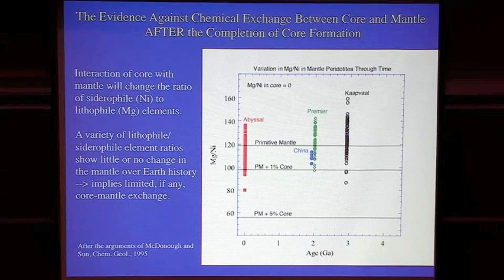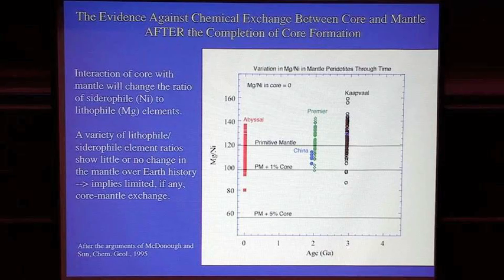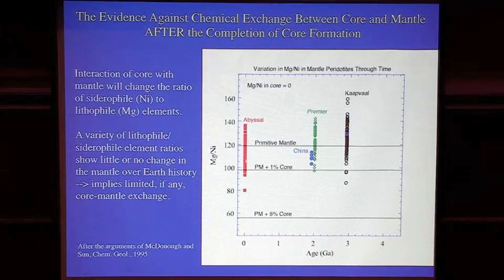What's shown here in the data are peridotites, so pieces of the mantle from various stages in Earth history. The Kaapvaal Craton in South Africa is an area erupting 2.9 billion-year-old pieces of mantle. The Premier kimberlite, again in South Africa, is a 2 billion-year section of mantle. There's some younger stuff here in China, and then modern abyssal peridotites out here. What you can see on a diagram like this is that the magnesium-nickel ratio of the mantle hasn't changed over at least the last 3 billion years of Earth history.